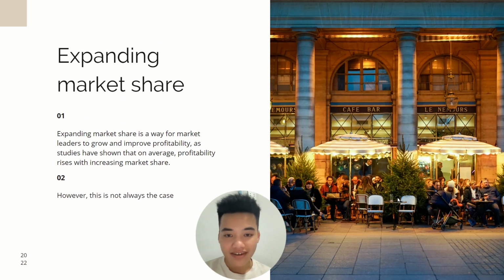Now, expanding market share. Expanding market share is a way for market leaders to grow and improve profitability, as studies have shown that on average, profitability rises with increasing market share. However, this is not always the case, as the cost of buying higher market share may outweigh the return. Profitability tends to increase with higher market share when unit costs fall or when a superior quality product is offered at a premium price. Companies like GE have sought to be number 1 or 2 in each market they enter, while others like Lexus have succeeded in profitability by being a leading brand in a specific market segment and doing things right, such as producing high-quality products, creating great customer experiences, and building strong customer relationships.